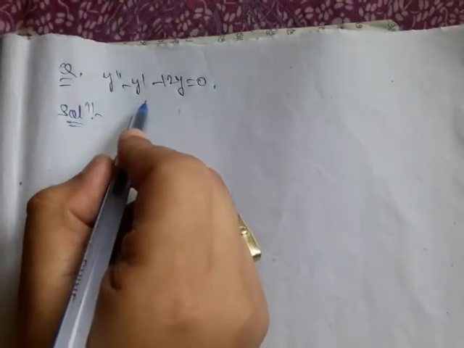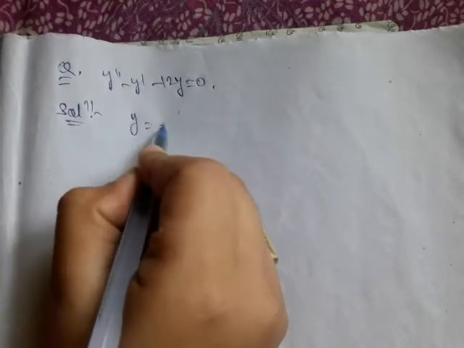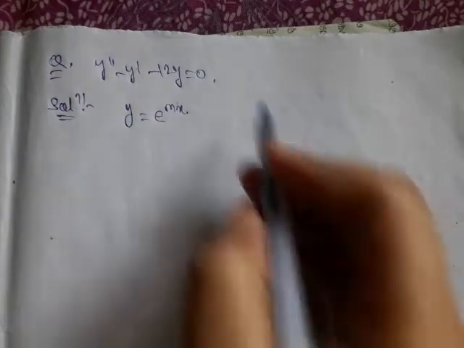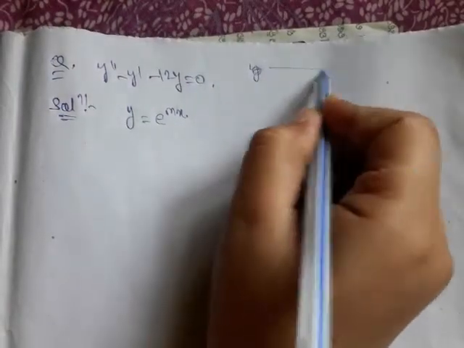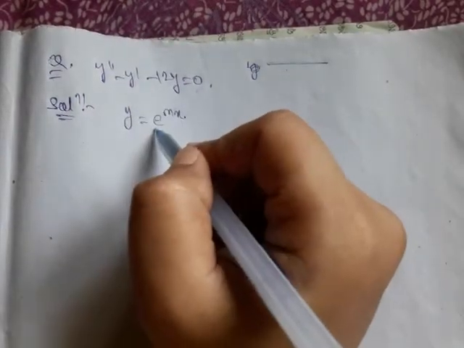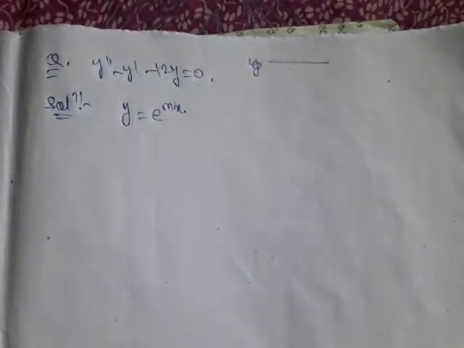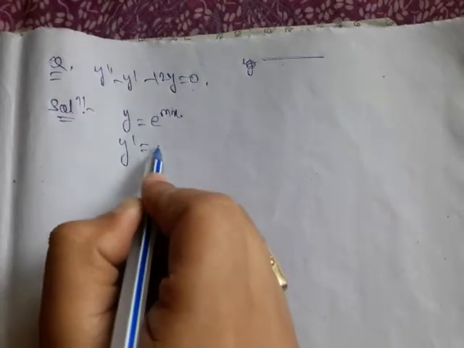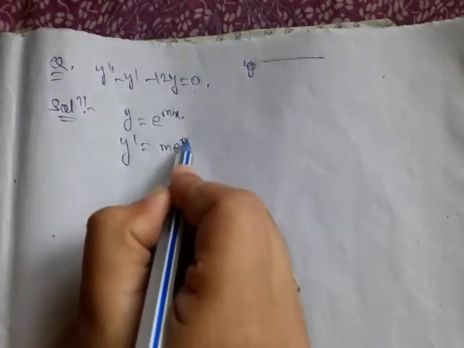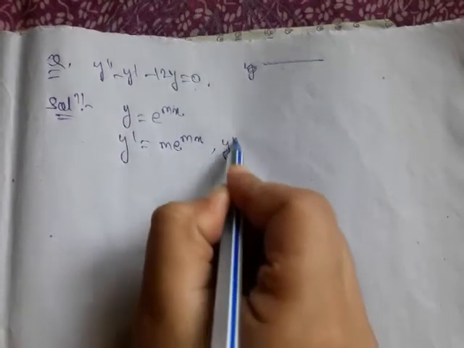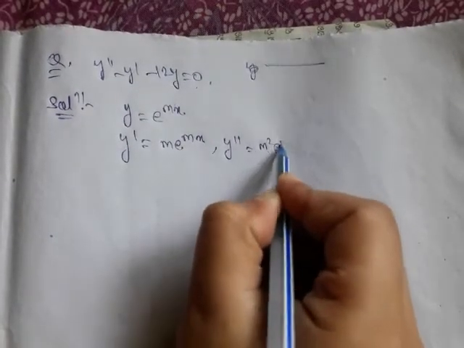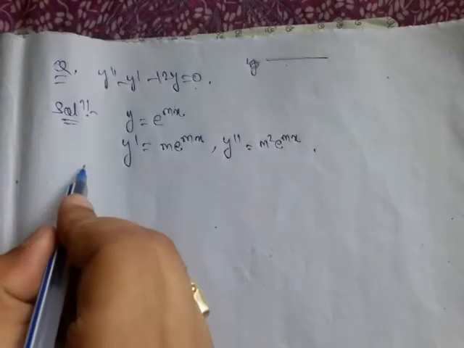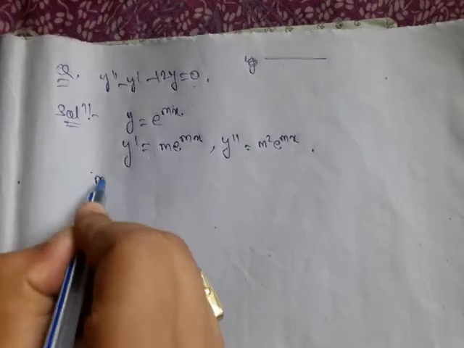We know that our solution is e to the power mx. If we take any homogeneous equation, let the solution be y equals e to the power mx. Now we find y dash, which is m e to the power mx, then y double dash is m square e to the power mx. Then put this in the given equation.